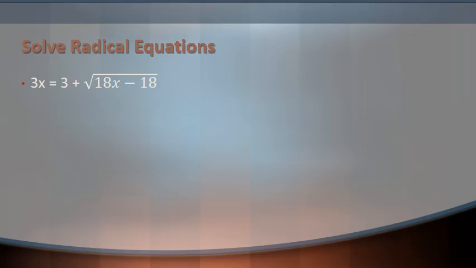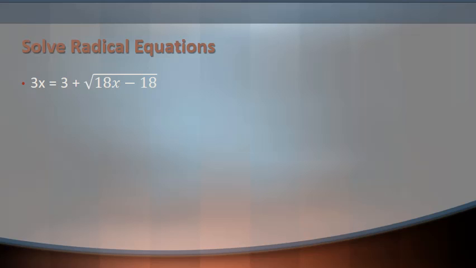Now, some of these are not too bad. Some of these can get a little bit on the hairy side. So we're going to start with a couple of more simple ones, and then we'll tackle one that's got a little bit more complexity to it. So let's look at this first one. We got 3x equals 3 plus the square root of 18x minus 18.